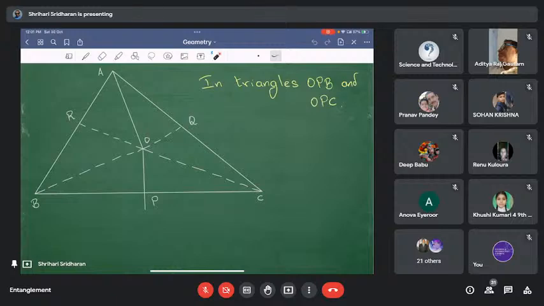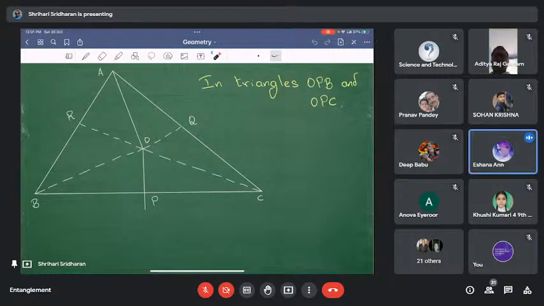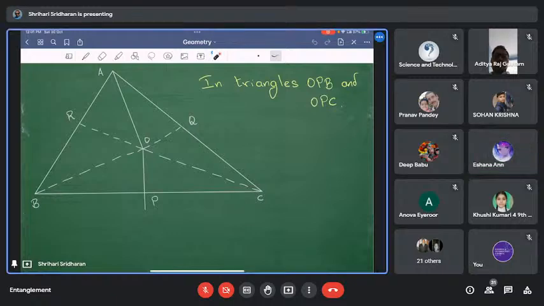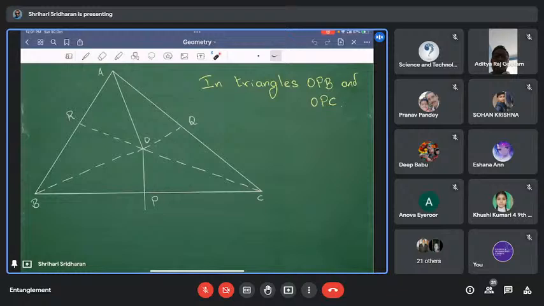So they're congruent. Why are they congruent? Wonderful. Why are they congruent? Please, yes. So by SSS postulate. How do you know SSS here? You do not know anything about the sides OB and OC, right?